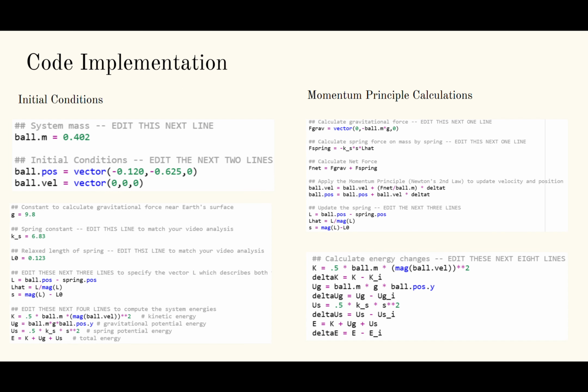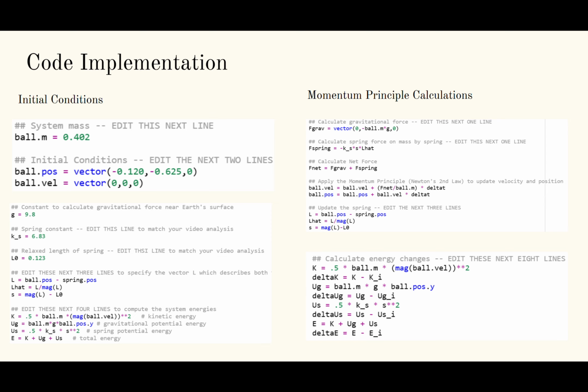The initial conditions include the mass of the ball being 0.402 kilograms, with the ball position being at negative 0.12 and negative 6.25, with the initial velocity being 0. We also have the force of gravity is 9.8, the spring constant is 6.83, and the relaxed length of the spring is 0.123 meters.